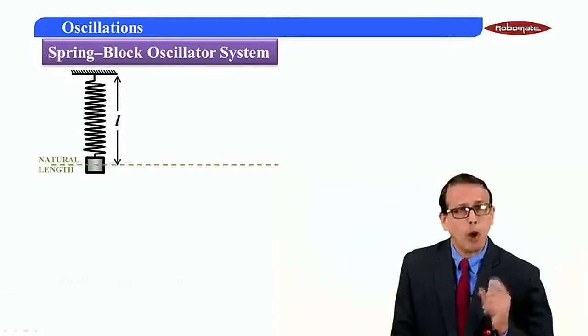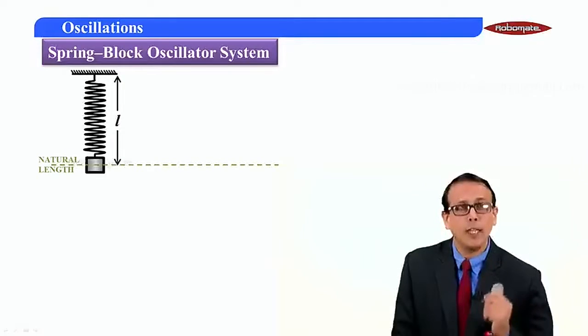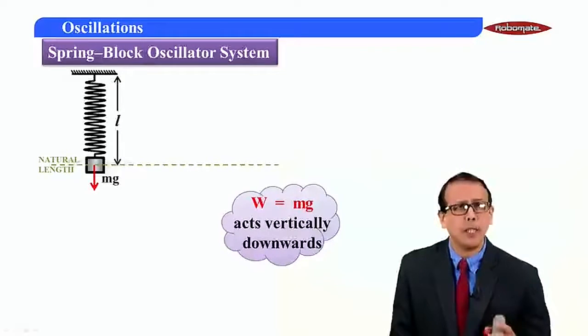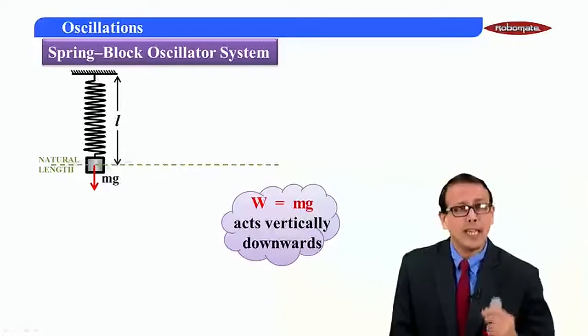Students, since the block has a mass M, therefore gravitational force acts on it in the downward direction. As we know, this gravitational force is nothing but its weight mg acting in the vertically downward direction. Now what happens? Because of this gravitational force, the spring starts extending. So there is an extension produced in the spring.